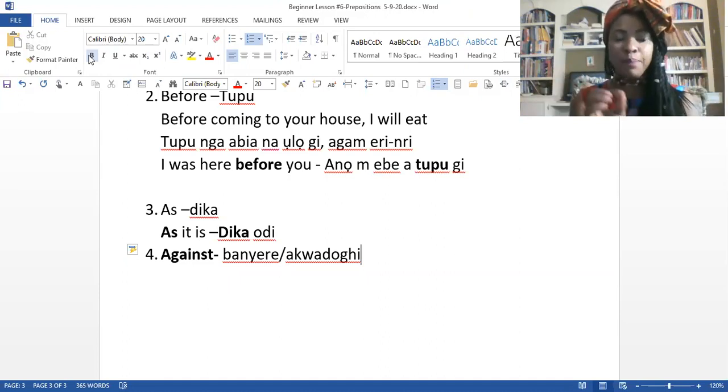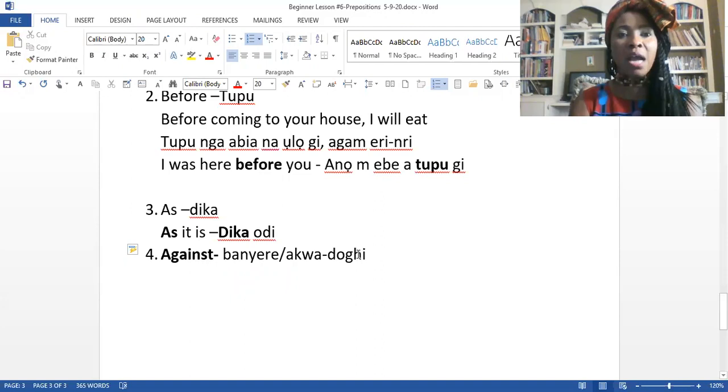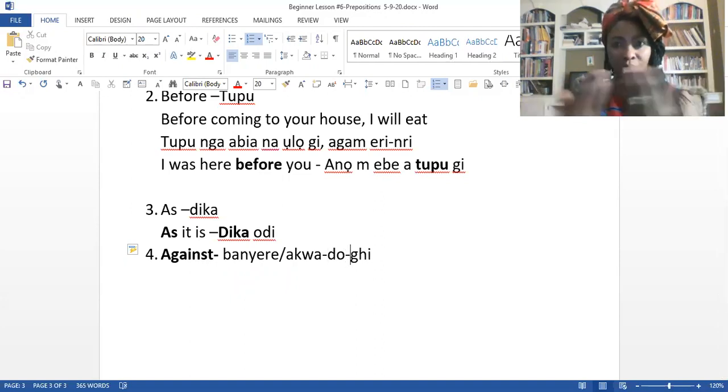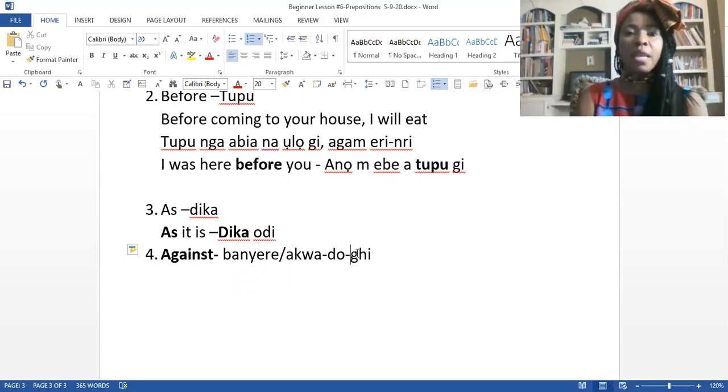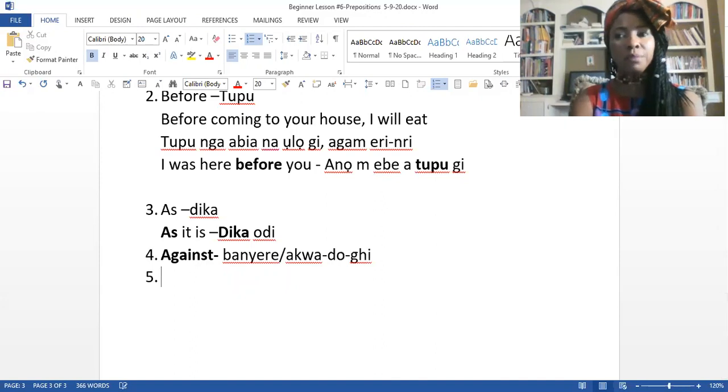But the words against: banyere, or you can say akwadogi. When you break it in syllables, you can say a-kwa-do-gi. Then you can pronounce it together. Akwadogi. Okay? Now we do another word.